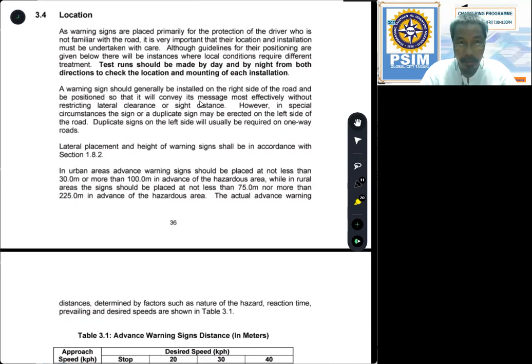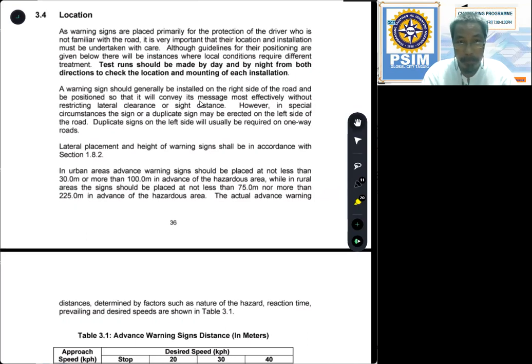A warning sign should generally be installed on the right side of the road, because in our country we are left-hand drive. Our vehicles are left-hand drive. So we have to put up a warning sign on the right side of the road in the position so that it will convey its message most effectively without restricting lateral clearance or sight distance.